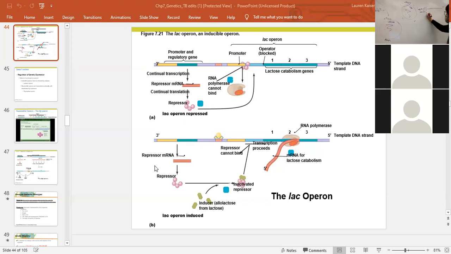Going to be continuous all the time. So it makes our repressor mRNA, and then it makes translation quicker, which gives us our repressor, right?